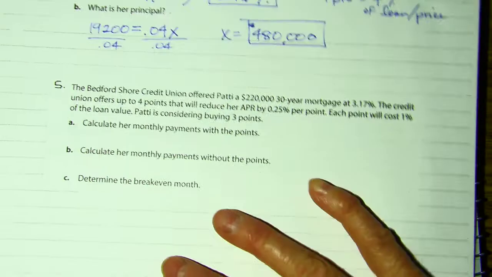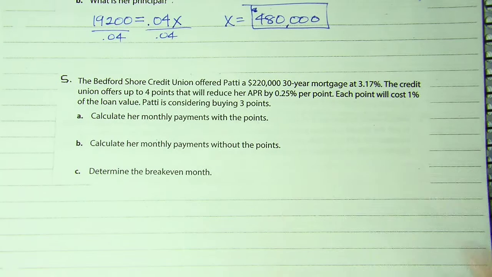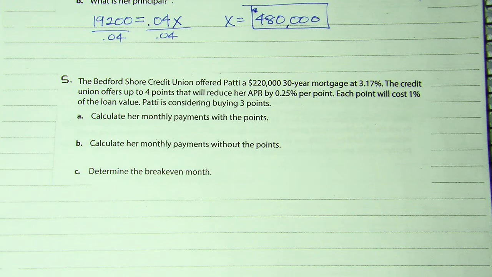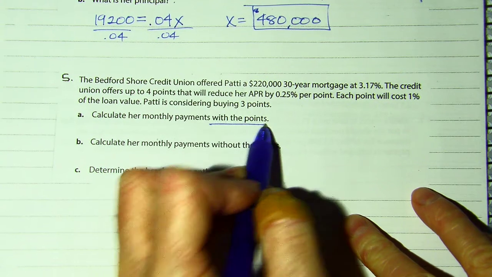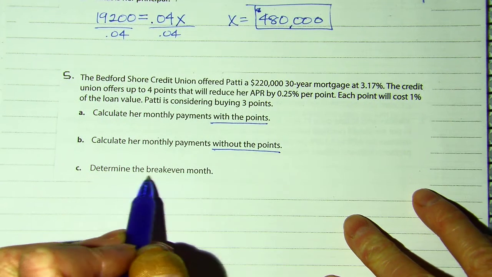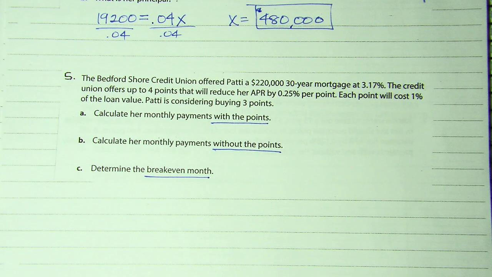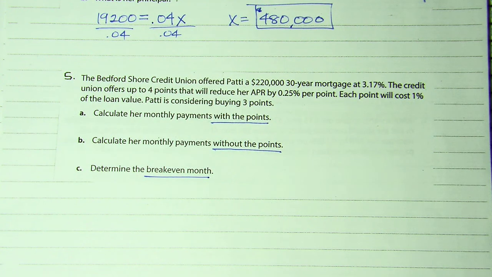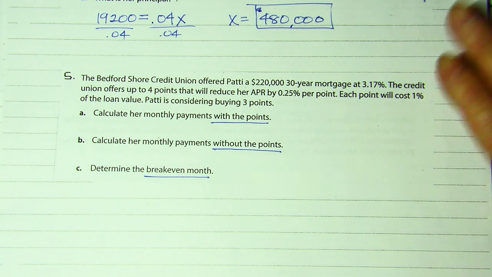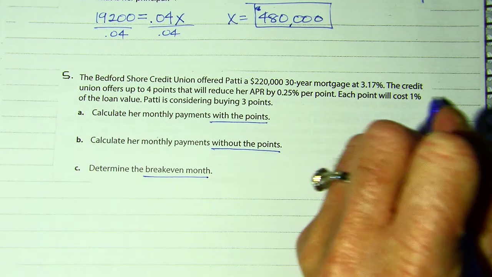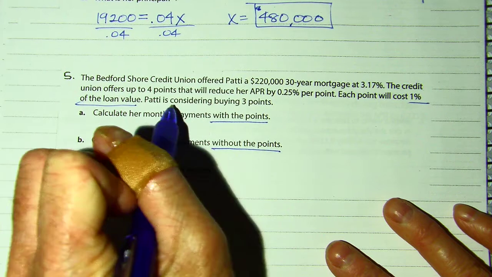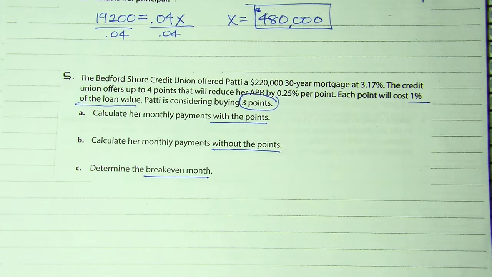Moving on to number 5. In this problem, we're going to determine her monthly payment with the points, her monthly payment without the points, and then her break-even month. So, for example, if you're paying up front to lower your rate, when are you going to break even or make up for that money spent? So in part A, we've already done the formula like a million times. So let's first figure out her new percentage. So each point costs 1% of the loan value. Patty is considering buying 3 points.